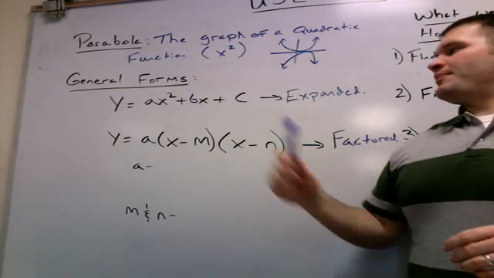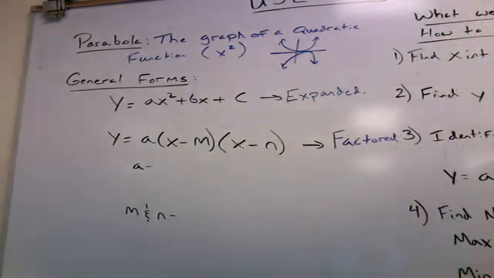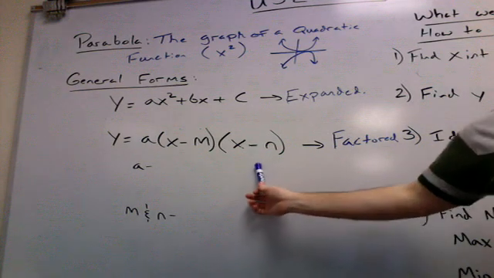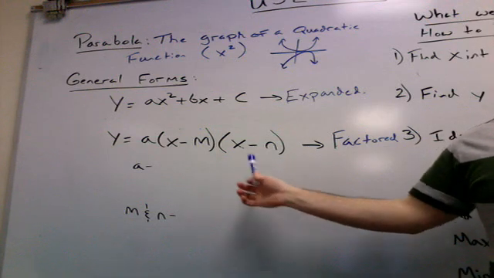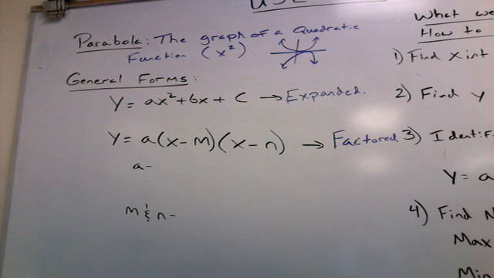B is actually m plus n. C is m times n. And we'll cover that later in this unit. But if I FOIL a times x minus m times x minus n, we'll get the expanded form. So it's still the same equation, just looks different. A lot of times students look at this one and say that's not a parabola because it doesn't have an x squared. But if we FOIL it, then we get our x squared. Does that make sense?